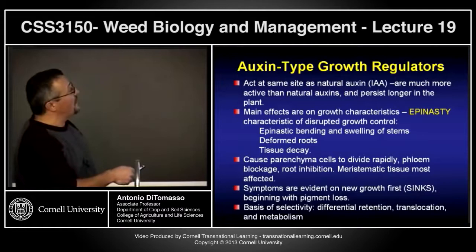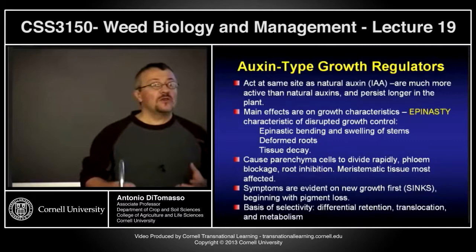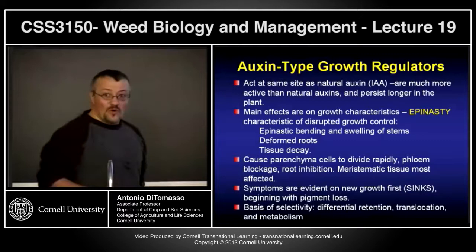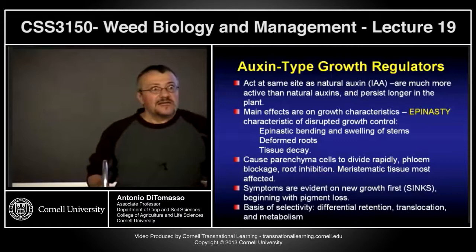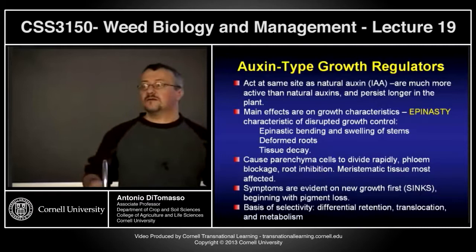What do these products do? They act at the same site as natural auxins, indole acetic acid. That's what IAA stands for, okay? But they're even more active, much more active than your natural auxins. That's why they cause the plants, because natural auxins are not going to, you know, kill the plant. The plant's not going to die from choking and uncontrollably reproducing, and the cell division goes haywire, okay?